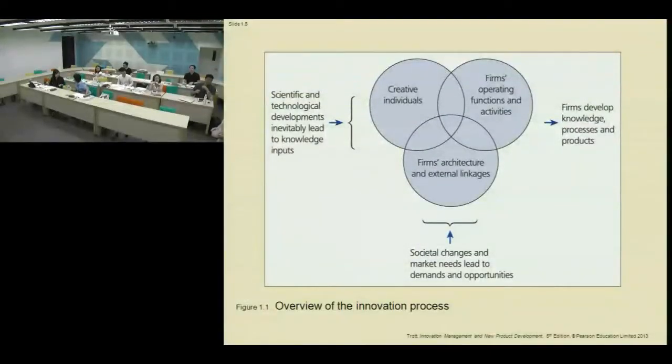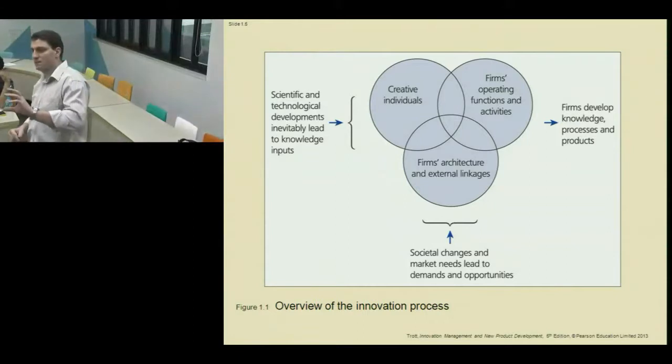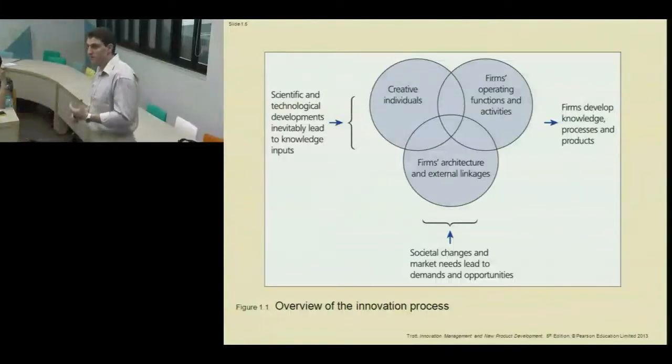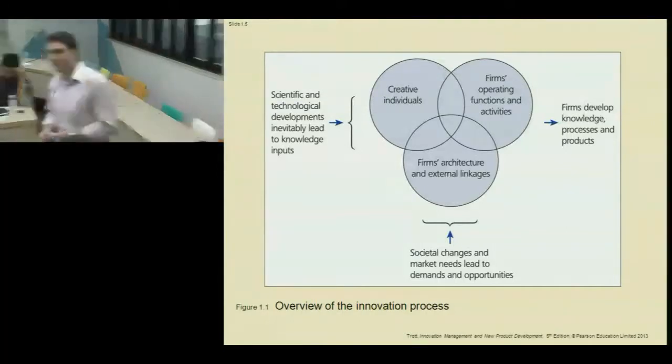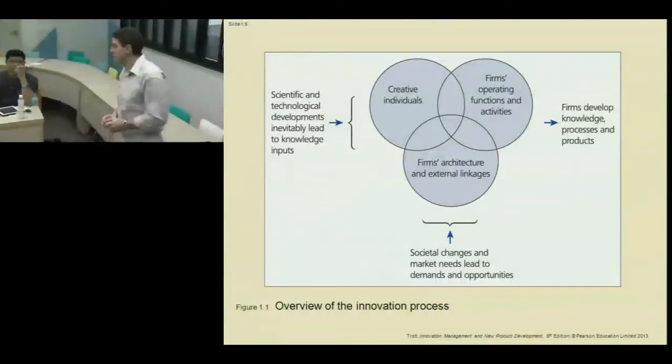Here we are again. As you can see on the board, that's the overview of the innovation process. So we have discussed so far technology, knowledge, networks, clusters, market. You can see all that in that figure. On one hand, we have creative individuals. We have talked about people, about technological developments that lead to knowledge outputs.